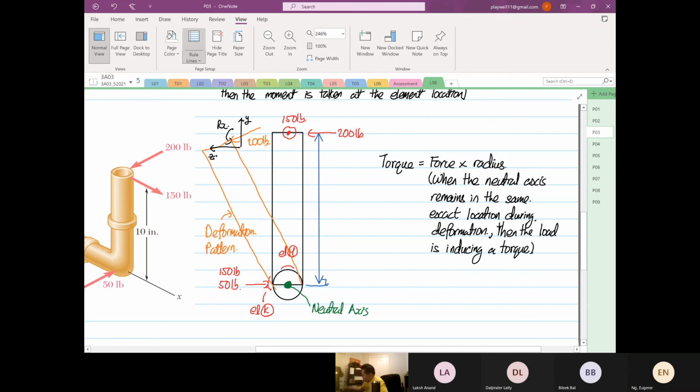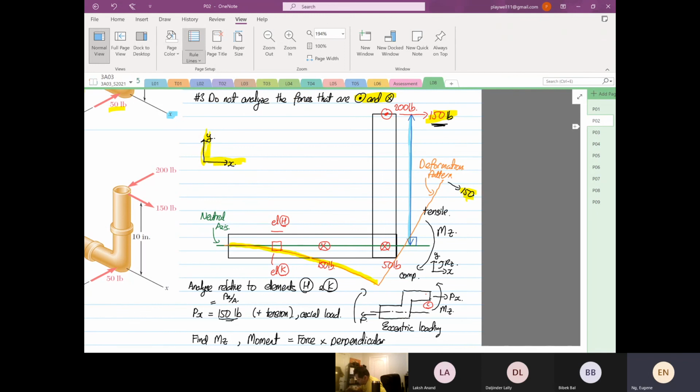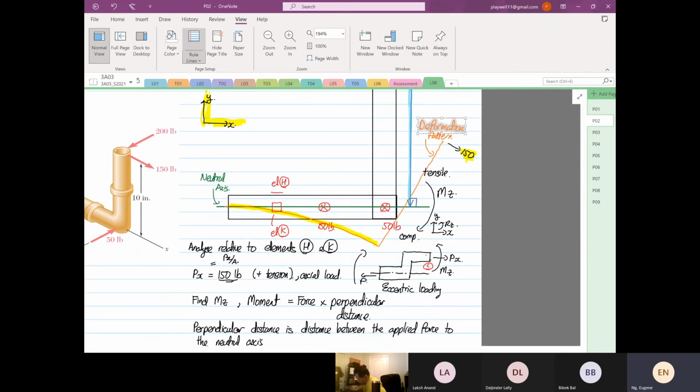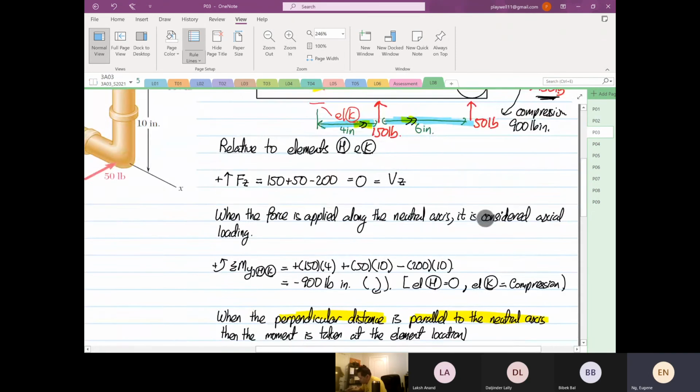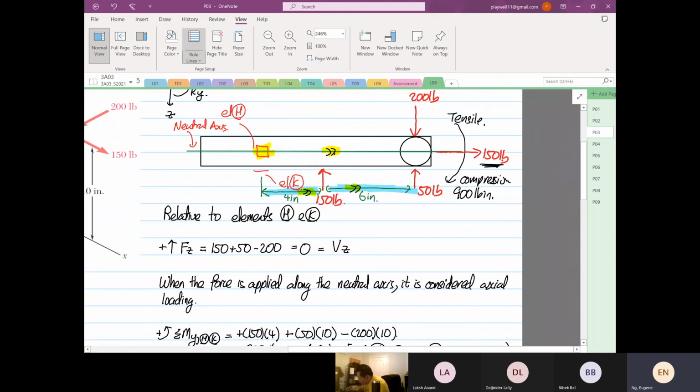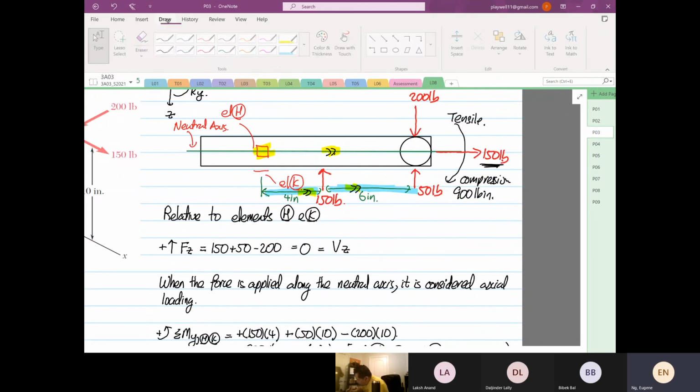Okay. If you look at the other situation over here, like this one, right? The neutral axis is bending in that direction, right? That is a what? A moment. Then the one before, I'm going to draw this, is going to bend in this direction. It's bending in that direction. So this is the deformation, right? Then it is also a moment.